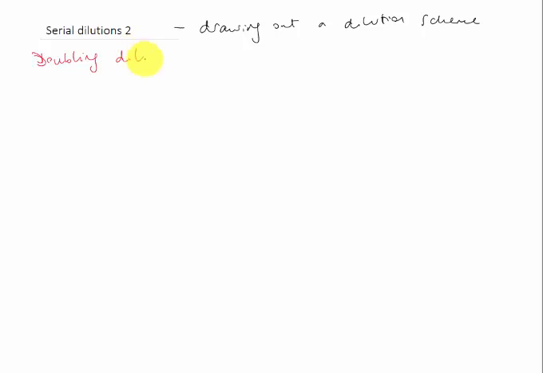doubling dilutions. So that means each time each one will have a 1:2 dilution. So what we normally do is we draw out a little series of pretend test tubes. So here we're going to do 5 dilutions. So here's our starting stock here.